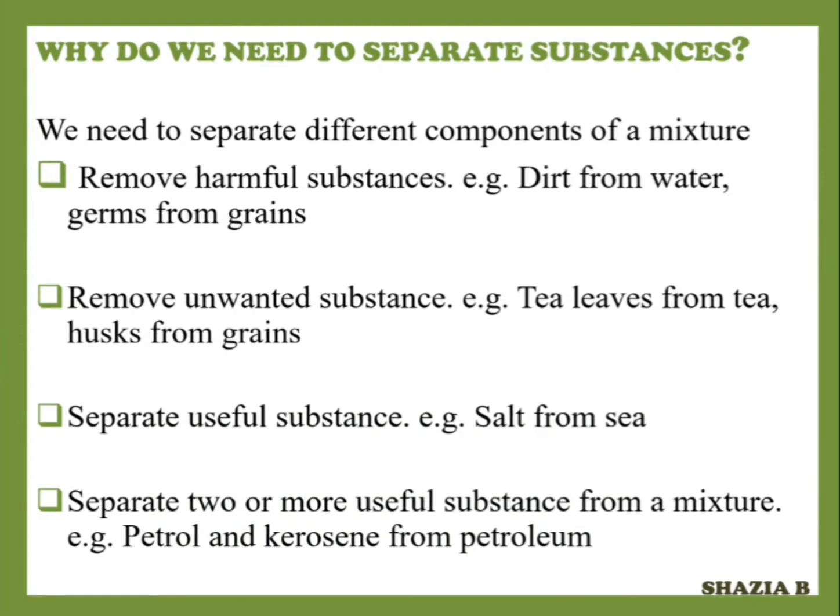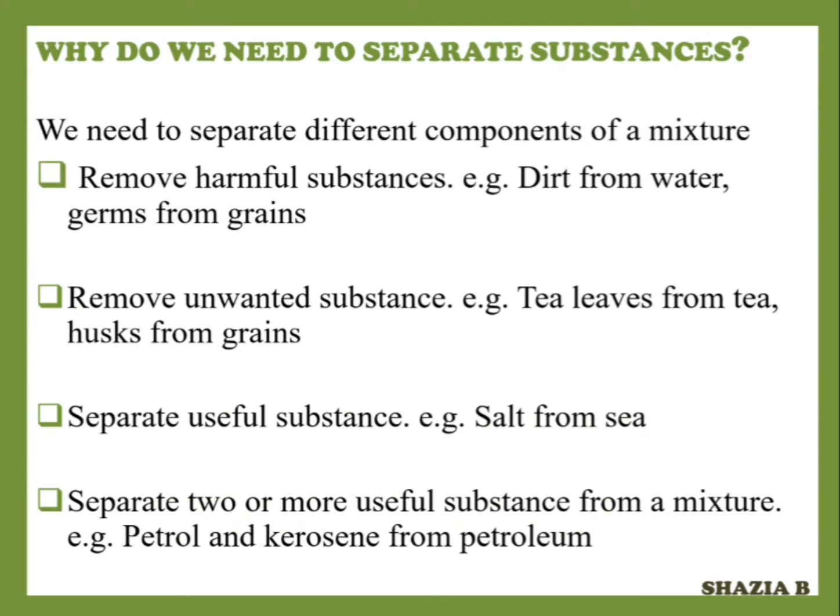That is, we can see here, to remove harmful substances. For example, as already said, in the case of rice, in order to remove the dirt that is present along with our rice by washing, that is dirt from water, also germs from grains, etc. That is, to remove the harmful substances, the dirt and germs coated here. The second reason is to remove unwanted substances. As already mentioned, tea leaves or tea powders which are not actually needed by our body. So we are removing that. Husks from grain, we will discuss in detail later.